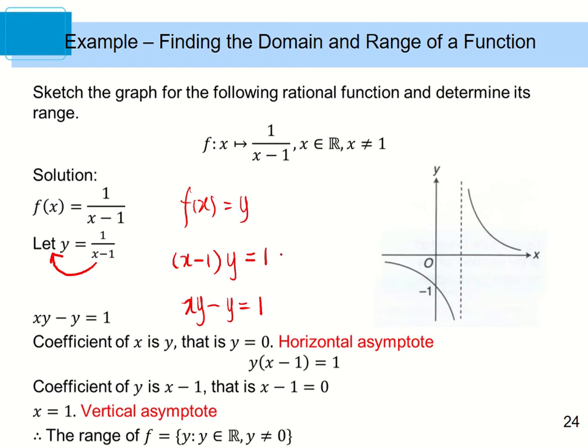Now, what is the coefficient of x? This is the coefficient of x, the highest power of x. The coefficient of the highest power of x is the value in front of or beside the x. So y is the coefficient of x. Therefore, letting this be 0, y equals 0, we can find the horizontal asymptote.